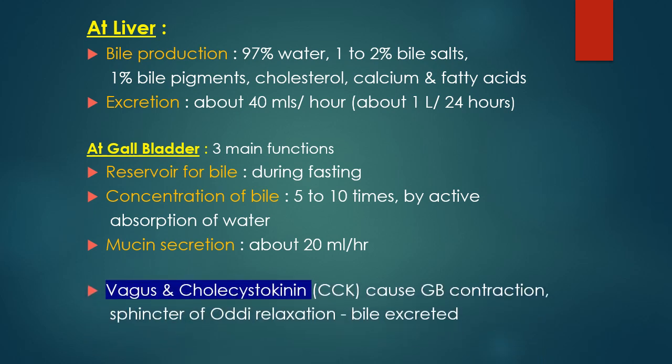The vagus and cholecystokinin (CCK) cause gallbladder contraction, with simultaneous relaxation of the sphincter of Oddi. So by this synchronous action of the gallbladder contraction and sphincter of Oddi relaxation, bile is excreted into the duodenum.